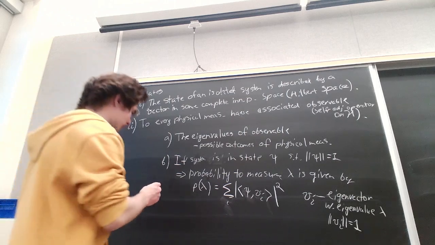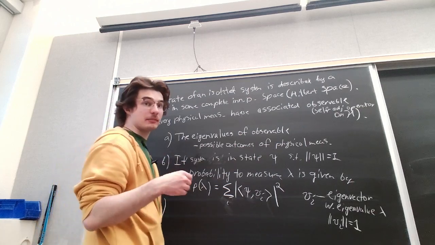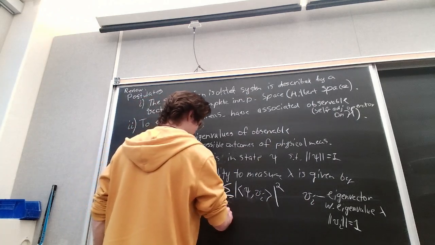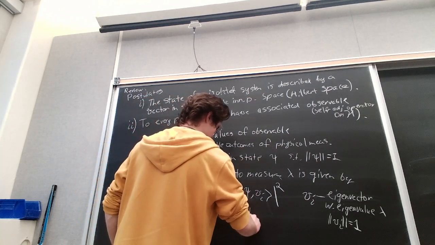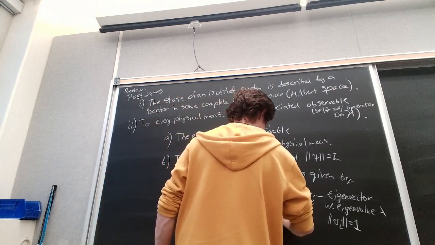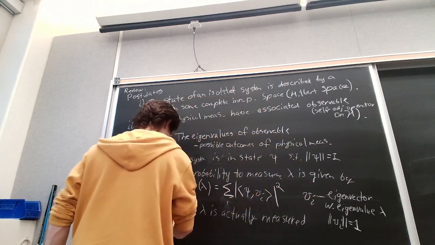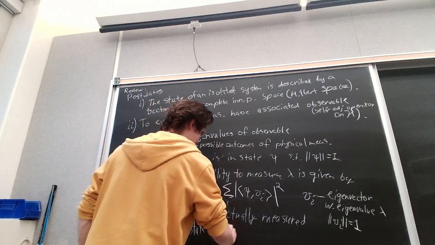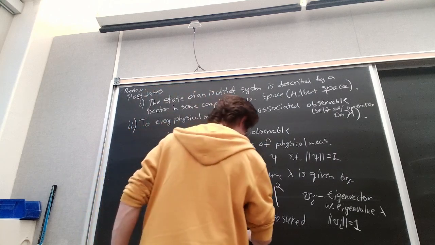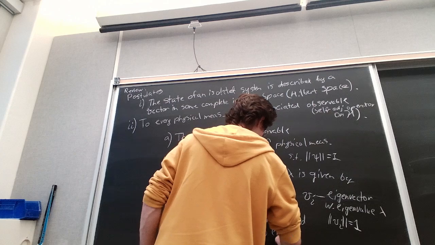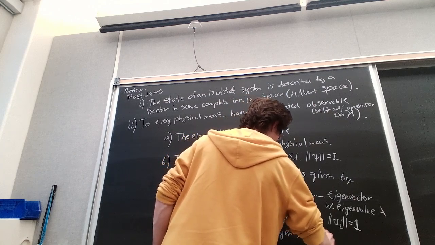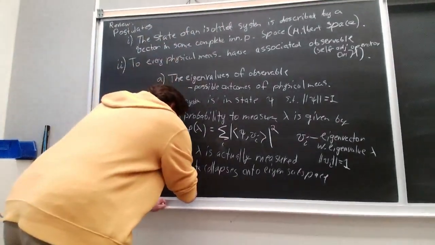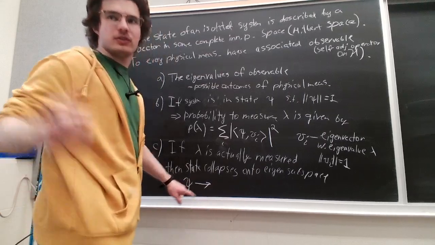Okay, and then there was a third thing, where if lambda is actually measured, then the state collapses onto the eigensubspace. And then you also want to normalize it. So the formula is psi. Can people even see this? You can't.